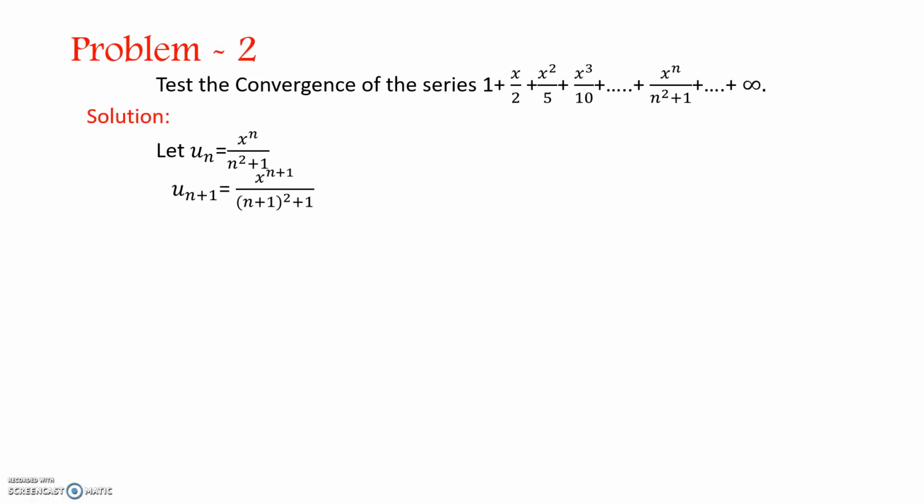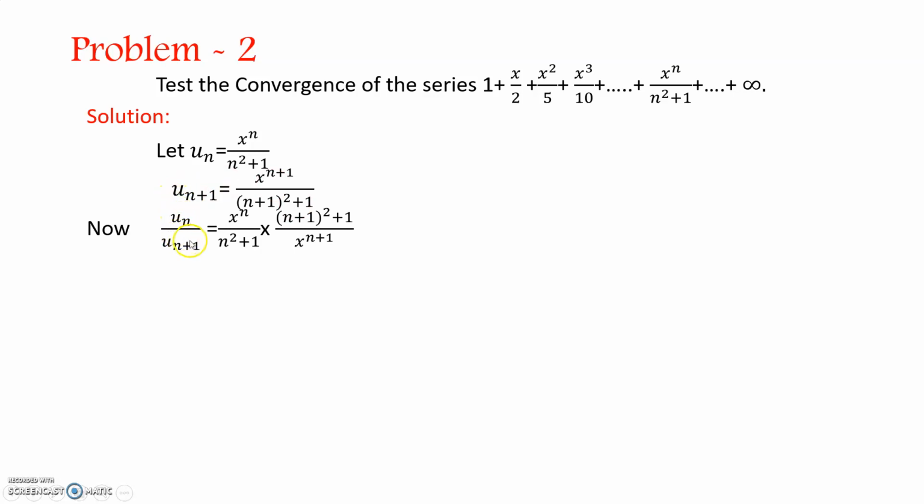Next problem. Test the convergence of the series 1 plus x by 2 plus x square by 5 plus x power 3 by 10 plus etc. up to infinity. Let us consider un is equal to the nth term of the series, x power n by n square plus 1. Now let us consider un plus 1 is equal to x power n plus 1 by n plus 1 the whole square plus 1.